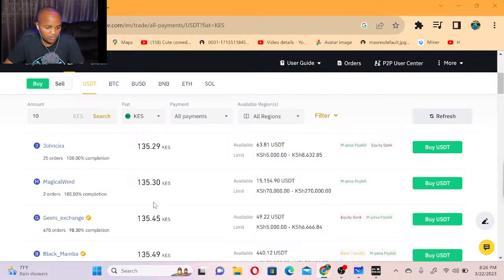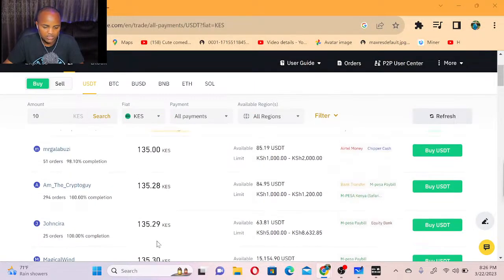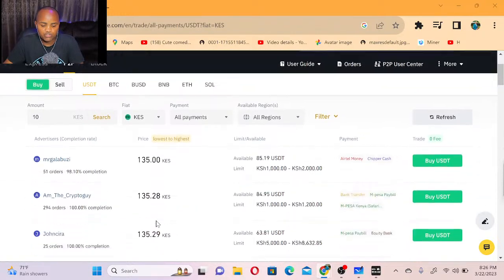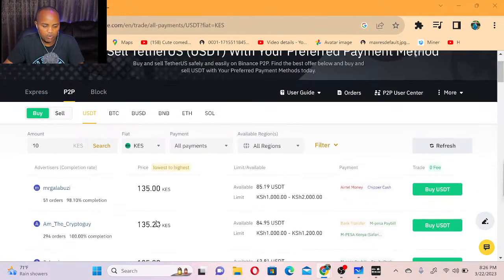So I'm going to be buying from one of these guys here. I'm not going to explain so much on how P2P trading works. We are just going to do an overview of this.